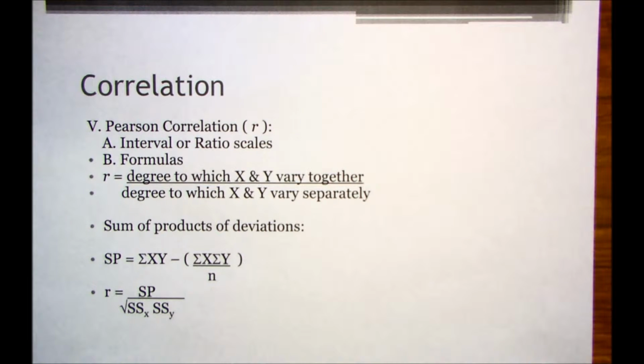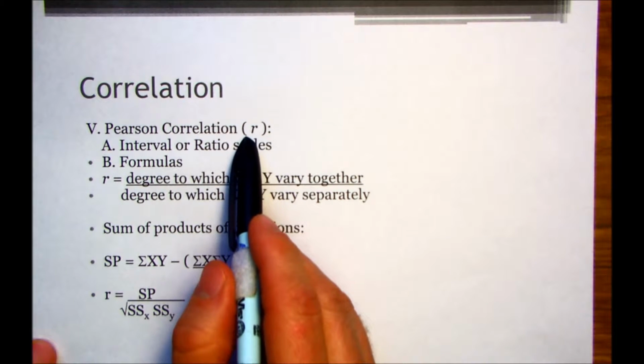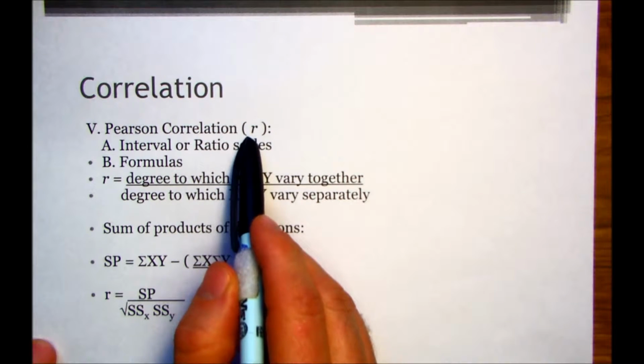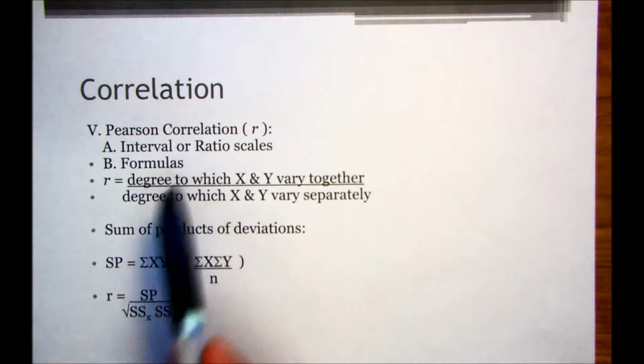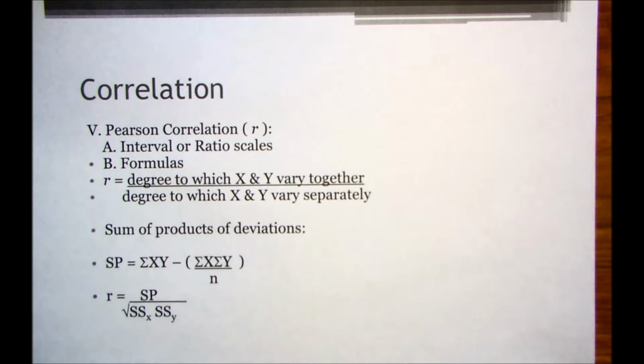This session is going to look at correlation, particularly the Pearson correlation. You'll notice that the symbol for that is the lowercase r here. We use Pearson correlation with interval or ratio scale, so each of the variables should be on either an interval or ratio scale. And basically with correlation, we're looking at the relationship between two variables.